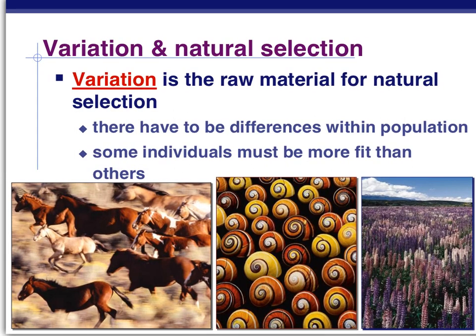Okay, so we know that natural selection takes place, but what's the driving force behind it? Well, variation within a population is the raw material or the driving force for natural selection. There has to be differences within the population so that natural selection can take place. Because of those differences, some individuals will be more fit than others. Some individuals must be more fit than others for natural selection to lead and prod evolution.